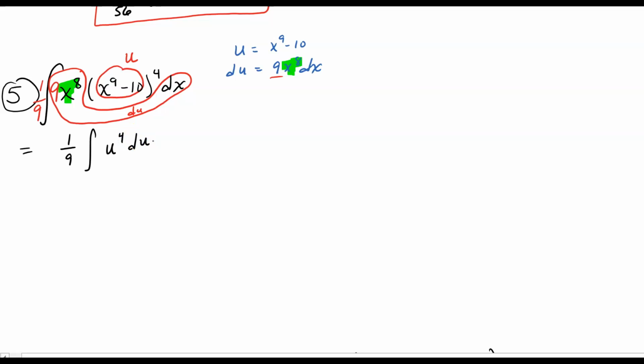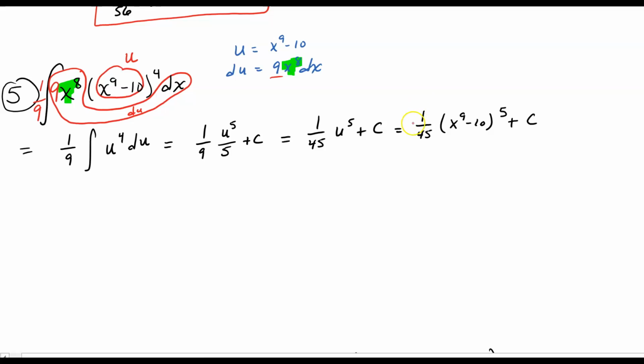And then it's pretty straightforward from here, the integration. I've got 1/9 times u to the 5th over 5 plus c, can't forget the plus c. And then that equals 1 over 45 u to the 5th power plus c. What do I end up getting? 1/45 of x to the 9th minus 10 to the 5th power plus c. And so I've completed my substitution process there.